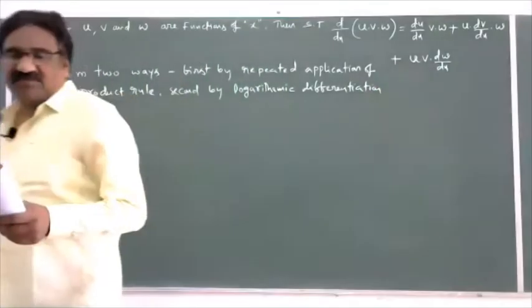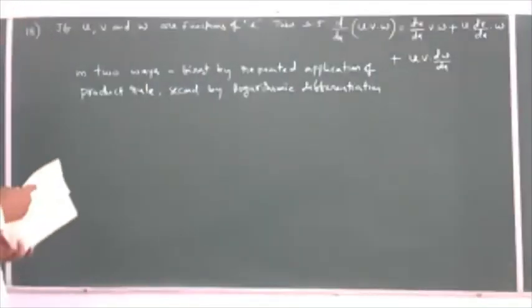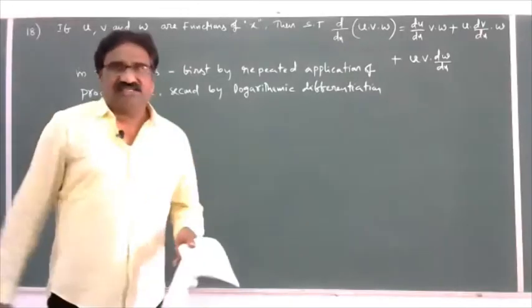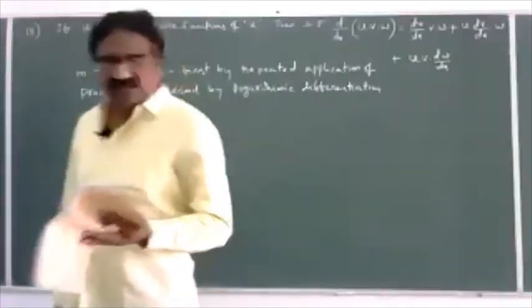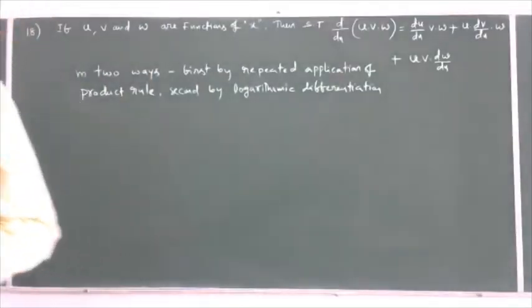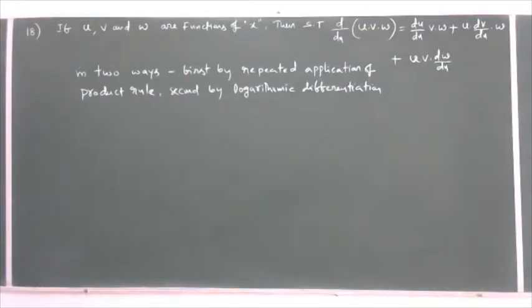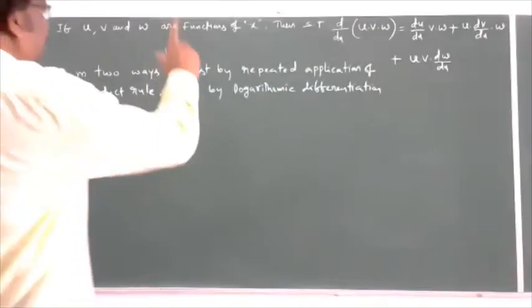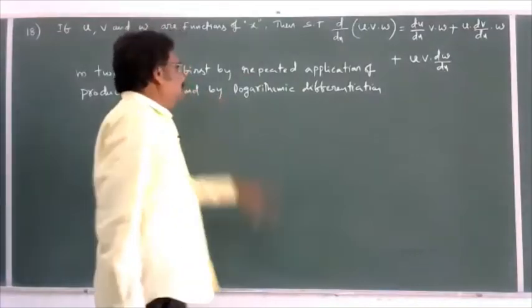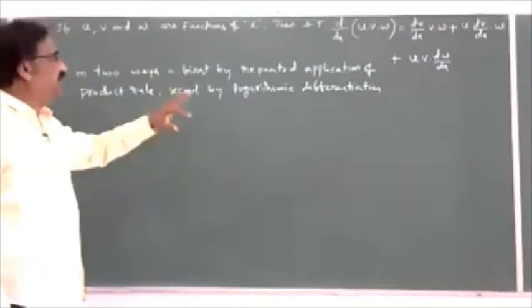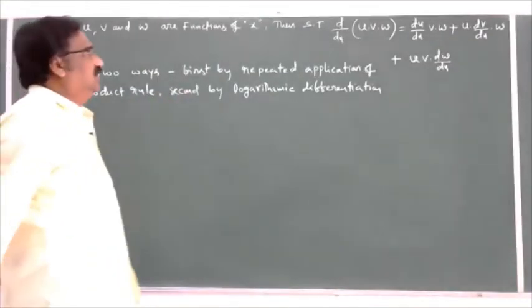So yesterday in the previous class, the 17th problem also we could do in three ways. In this problem also we do it in two ways. That is, the first method is by using the product rule, and the second is by taking logarithmic differentiation.